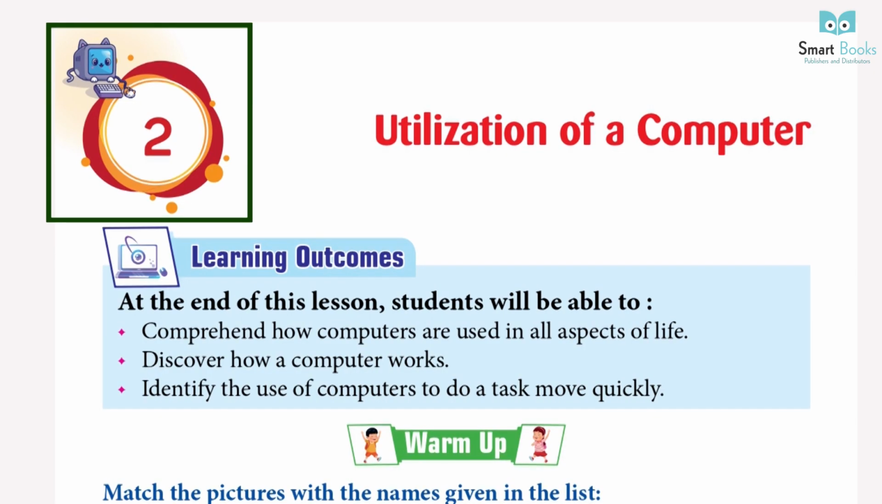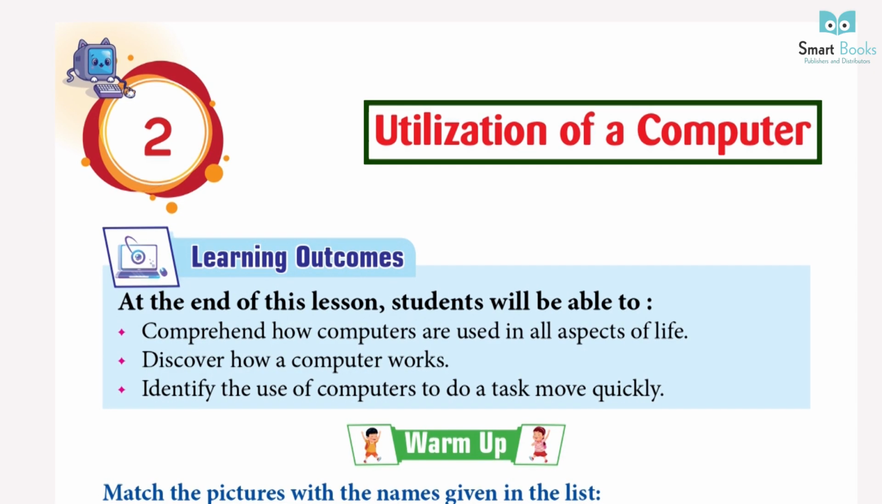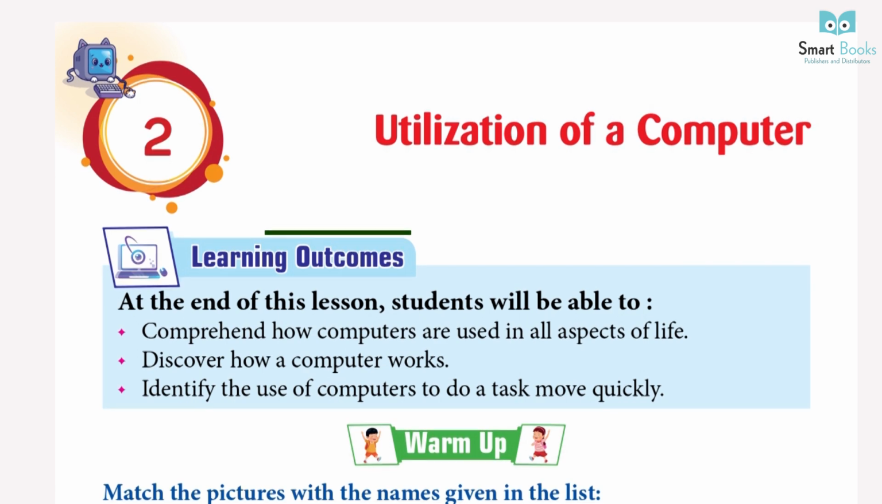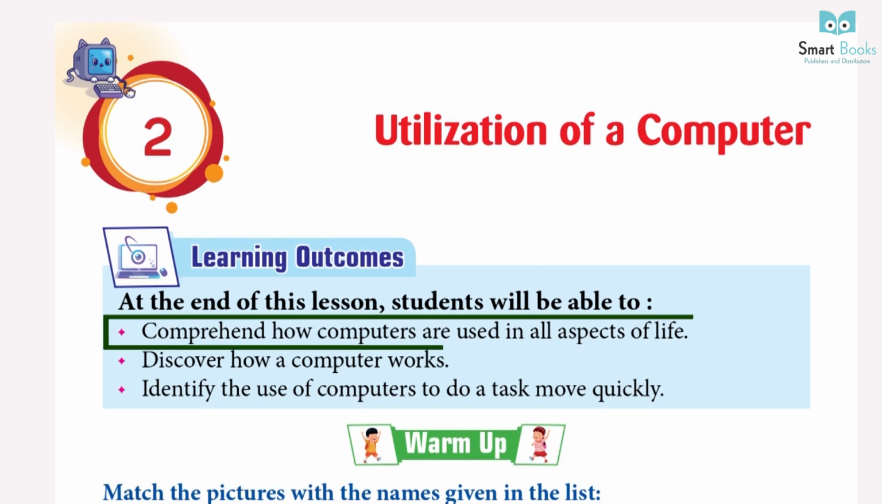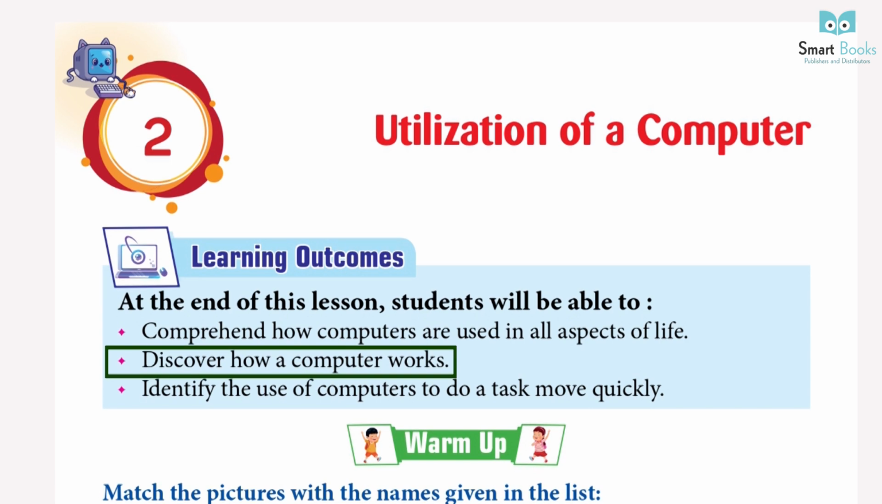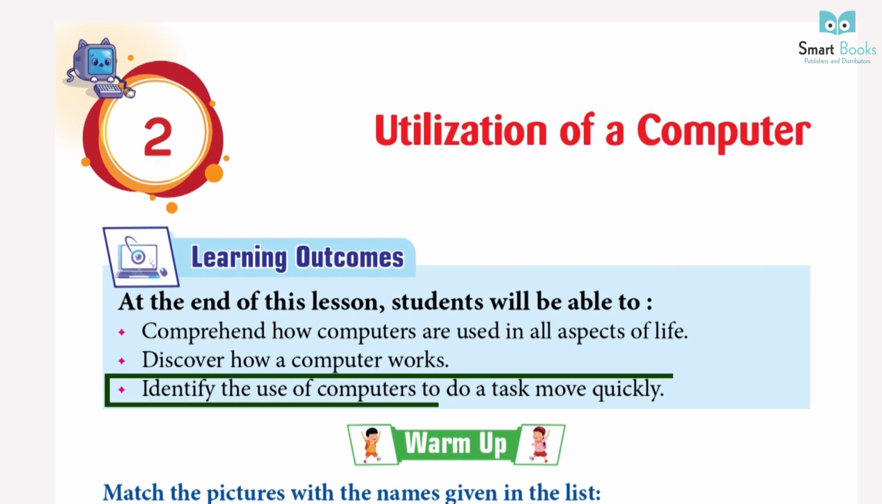Chapter 2: Utilization of a Computer. Learning Outcomes. At the end of this lesson, students will be able to comprehend how computers are used in all aspects of life, discover how a computer works, and identify the use of computers to do a task quickly.